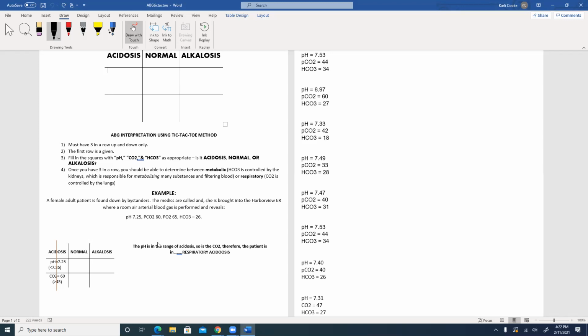And then the bicarb is 26. So when we look at this here, even though I didn't add bicarb, technically it would have gone here, in the normal. I forgot to put that down here. But anyway, the pH was 7.25, less, so that's acidotic, and then the CO2 was high, so that will make it respiratory acidosis. This patient was found down, likely due to a heroin overdose. But anyway, those are just some examples.